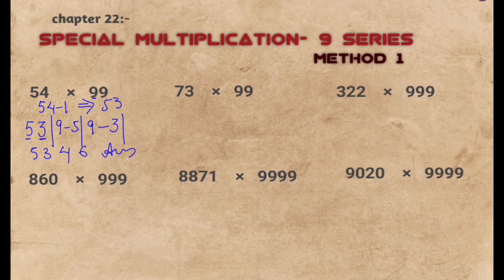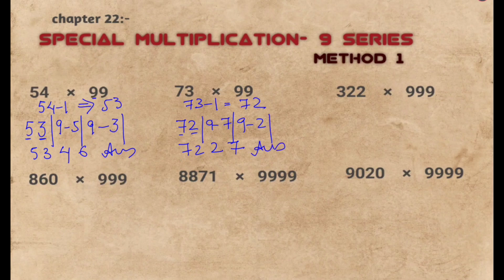Now let's take another example. Here 73 multiplied by 99. Just simply first subtract 1 from 73. So 73 minus 1 gives you 72. Now write 72 over here. Now first make a partition, 9 minus this 7 and 9 minus this 2. So we get 72, 9 minus 7 gives you 2 and 9 minus 2 gives you 7. So 7227 is the answer.